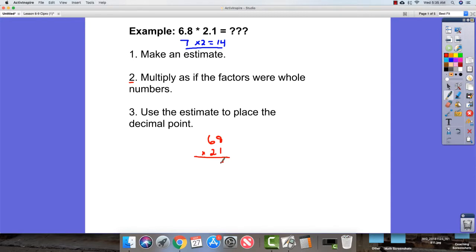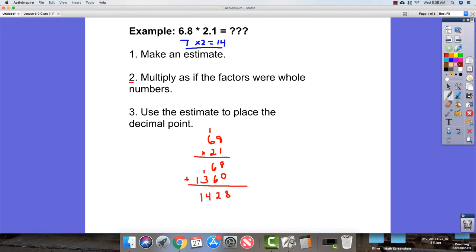1 times 8 is 8. 1 times 6 is 6. I'm going to append my 0 to the ones, and I'll start multiplying my tens digit. 2 times 8 is 16. Regroup my 1 over here. 2 times 6 is 12, plus 1 is 13. And now I add them up. 8 plus 0 is 8. 6 plus 6 is 12. 3 plus 1 is 4. And 1 plus nothing is 1.